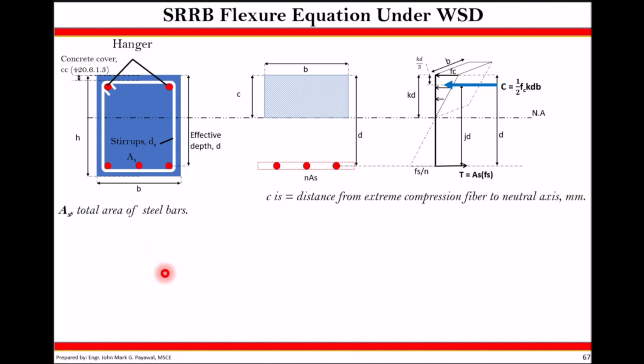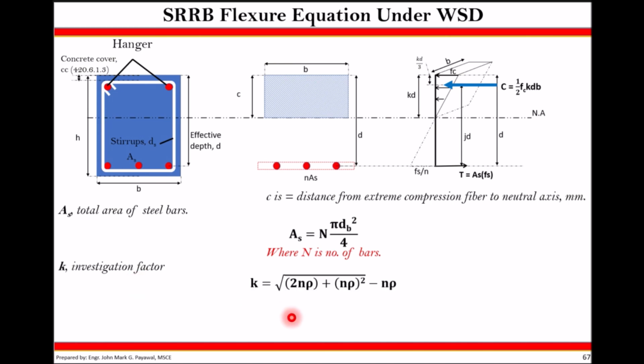As again would be your total area of steel bars. It's equal actually to n multiplied by pi db quantity squared over 4. db is the diameter of your main reinforcement or bars. k, as mentioned, is the investigation factor and can be computed by this formula, the square root of 2n rho plus n rho quantity squared minus n rho. n is your modular ratio, rho is your steel to concrete ratio. It is equal to As over bd.